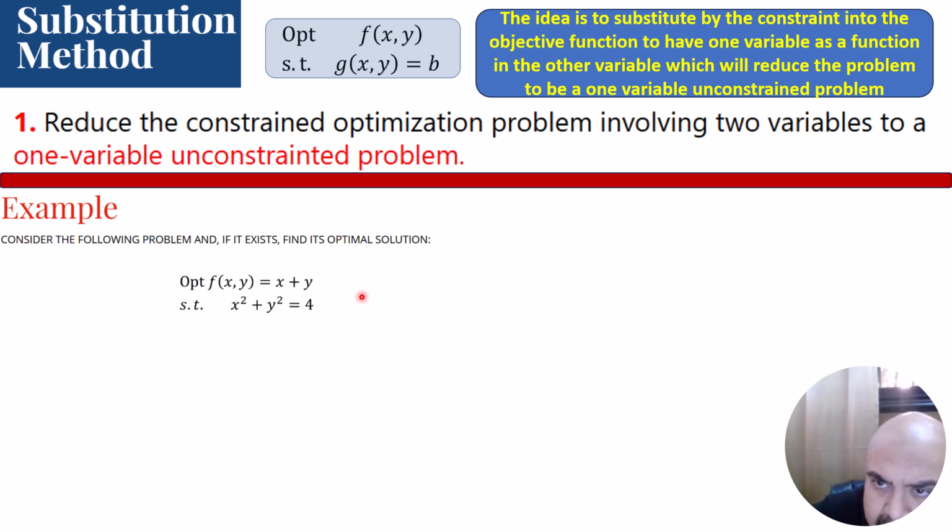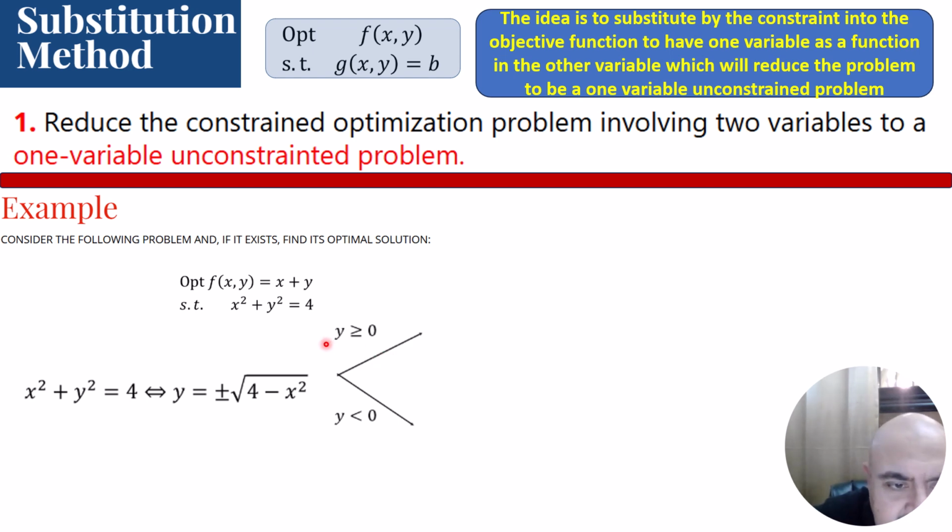This is x and y. The constraint is x squared plus y squared equal to 4. Try to get y as a function in x, which is really very simple. Moving x squared to the other side, taking square root. So it will be either positive root of 4 minus x squared or negative root of 4 minus x squared, which is going to lead us to the y greater than or equal to 0 case or the y less than 0 case. I will go for the optimality when the root is positive, x plus root of 4 minus x squared.